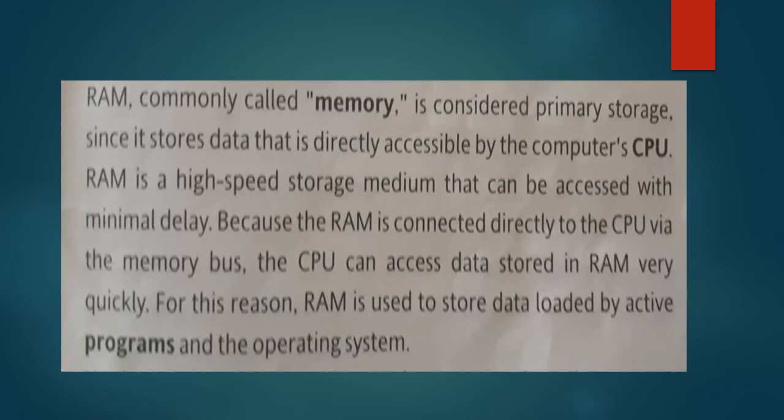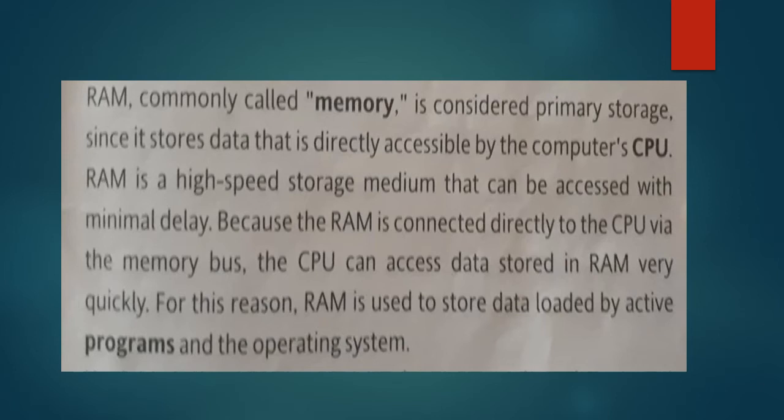Now see, RAM, which is commonly called memory, is considered as primary storage. And why is it considered as primary storage? See, it stores data that is directly accessible by the computer's CPU. That is why it is known as primary storage device.